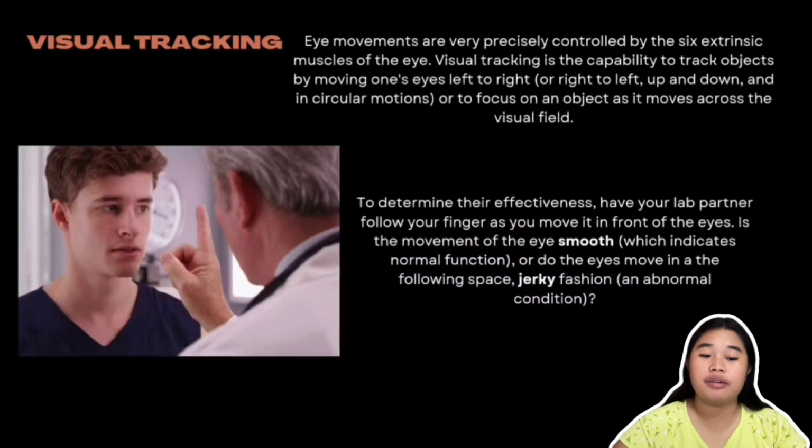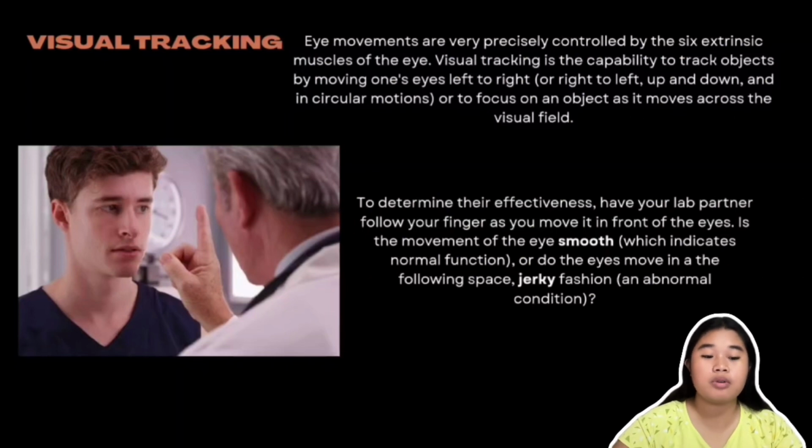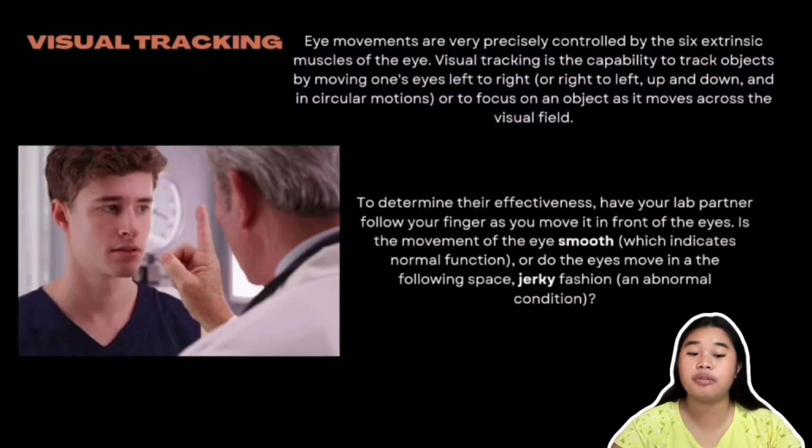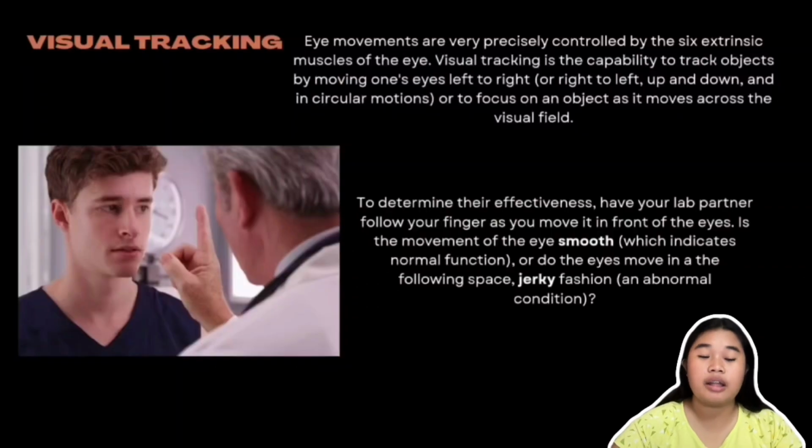Eye movements are very precisely controlled by the six extrinsic muscles of the eye. Visual tracking is the capability to track objects by moving one's eyes left to right or right to left, up and down, and in circular motions, or to focus on an object as it moves across the visual field. To determine their effectiveness, have your lab partner follow your finger as you move it in front of the eyes. Is the movement of the eye smooth, which indicates normal function, or do the eyes move in a jerky fashion, an abnormal condition?